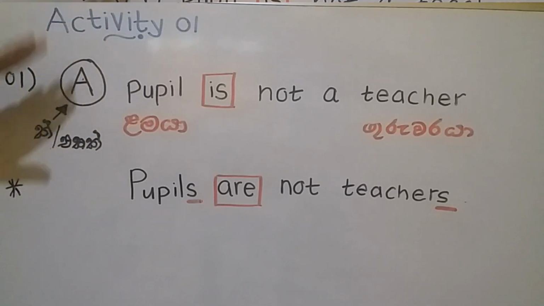We gonna omit this a. Right? A is an article in English.